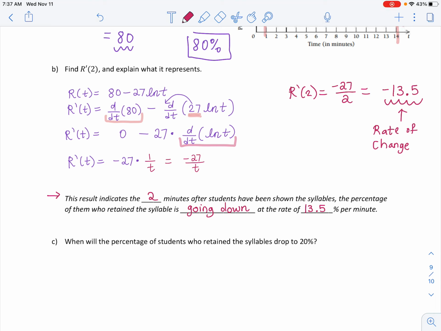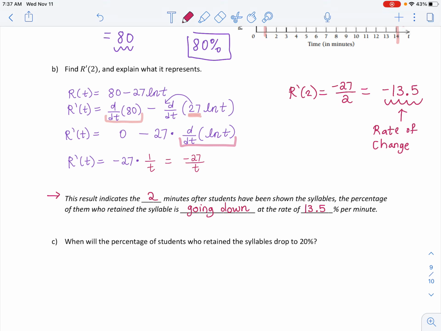Remember, derivative is, when we were writing equation, that was a slope of a tangent line. But this is really instantaneous rate of change, or just the rate of change at that moment, after 2 minutes. So because it came out to be negative, I can say it's going down, and at that rate of 13.5% per minute. Let's do the last one.